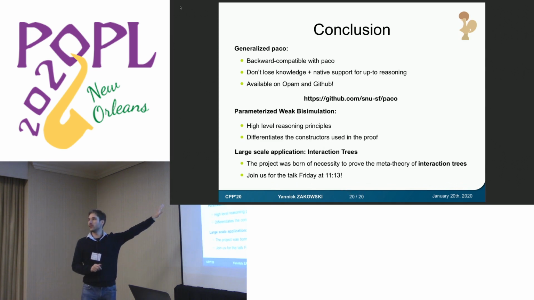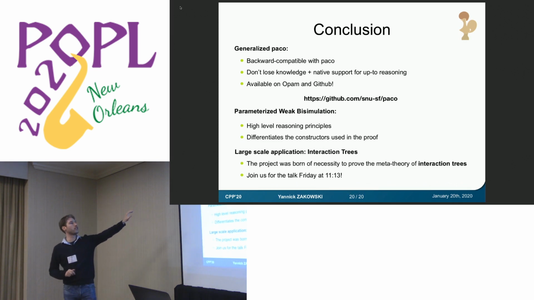So we saw, once again, GPaco. You might be interested in GPaco if you do any kind of coinductive reasoning in Coq. It's an extension of the Paco library that is available on OPAM and GitHub. Specifically for reasoning with weak bisimulation, we propose a different approach.